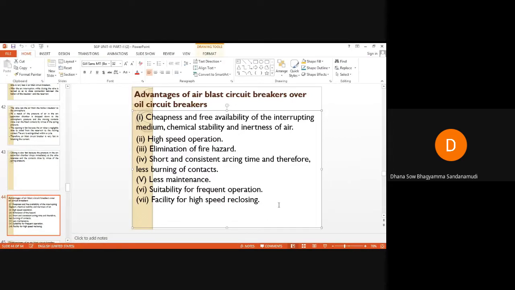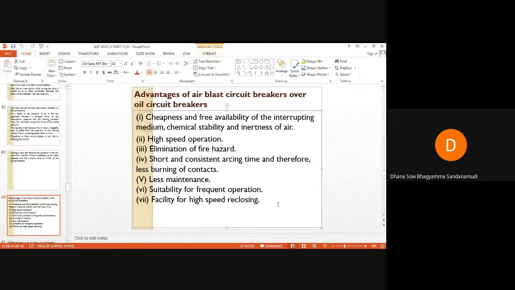So there are some advantages of this air blast circuit breaker over the oil circuit breaker. When compared to the oil circuit breaker, the advantages are it is cheaper and freely available. Air is cheaper and freely available, and it can interrupt medium currents. Of course, it can interrupt even low currents also, because we are allowing a blast of high pressure air within the contacts into the double arc extinction chamber. So it is the cheapest and freely available arc interrupting medium, this air.